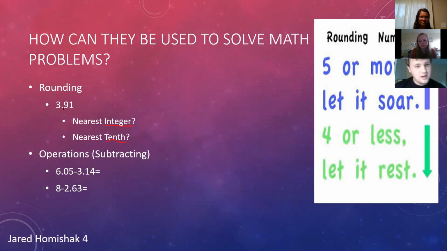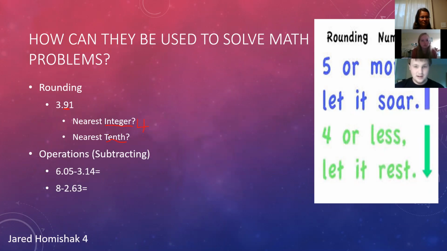So that value here is 9. So 3.9, is it 5 or more? Very much so. Matter of fact, it's 3.9, which is about as high as you can go for that specific place value. So as a result, we know that we can round it to 4. So 3.91 is closest to the integer of 4.